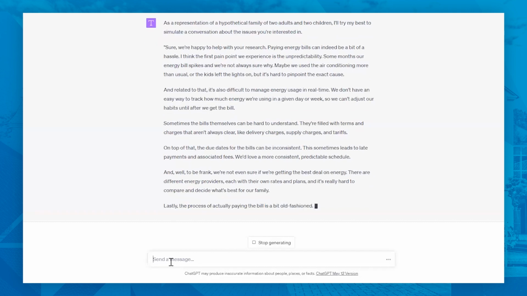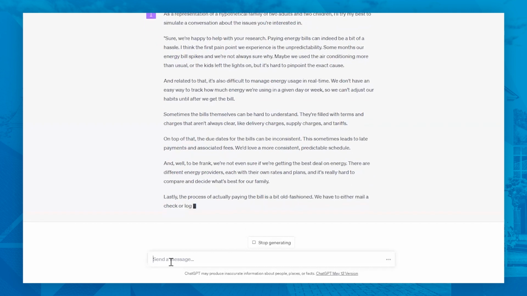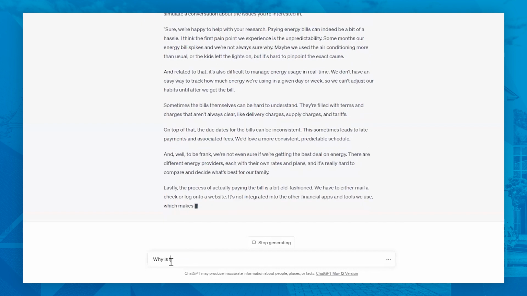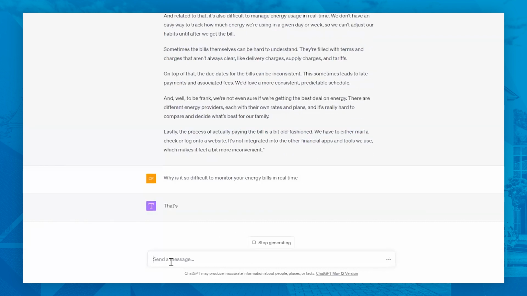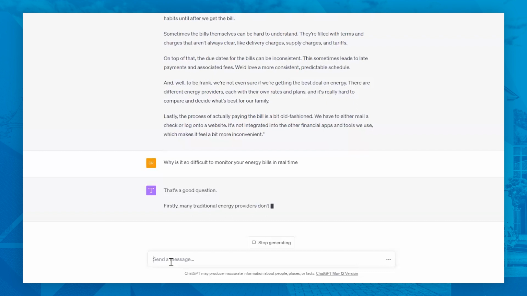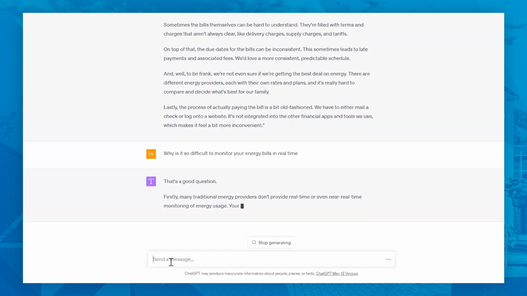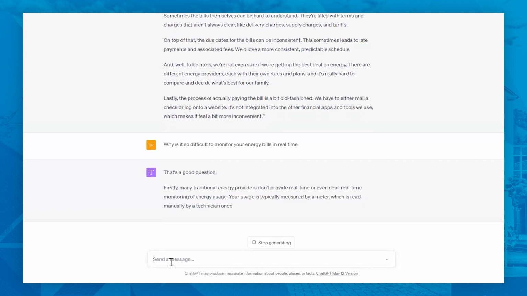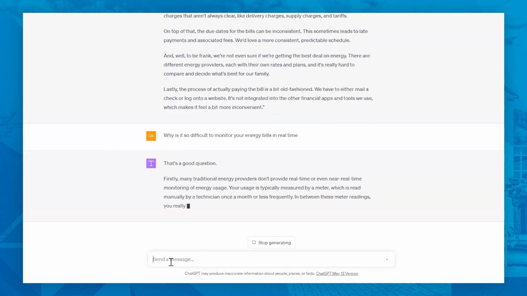So now we can, for instance, ask, why is it so difficult to monitor your energy bills in real time? And then you will see, he thinks that I asked a good question. I'm very happy about that. And now he starts talking about traditional energy providers that don't provide real time.